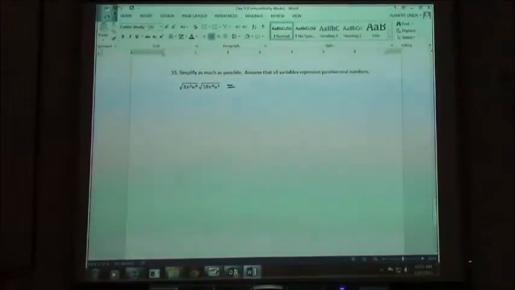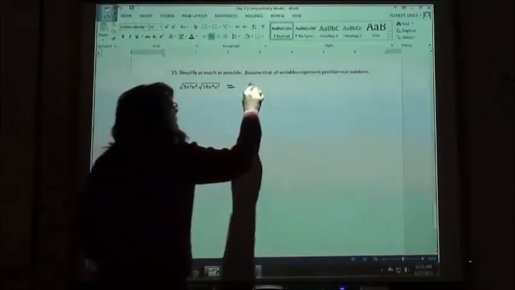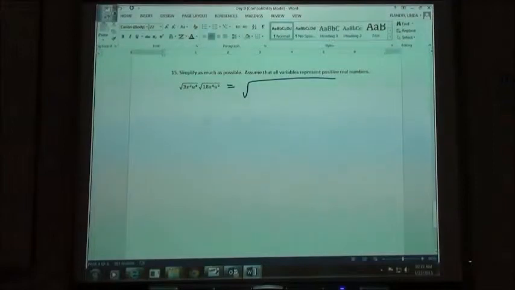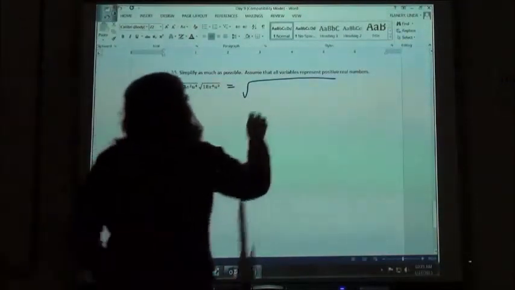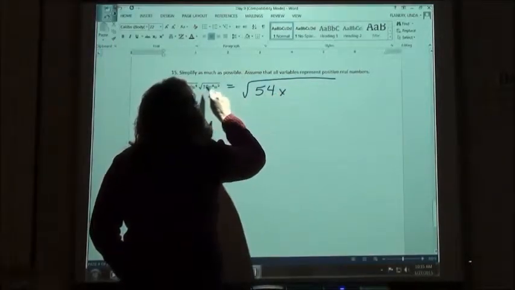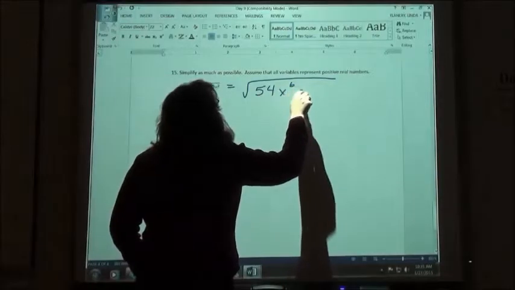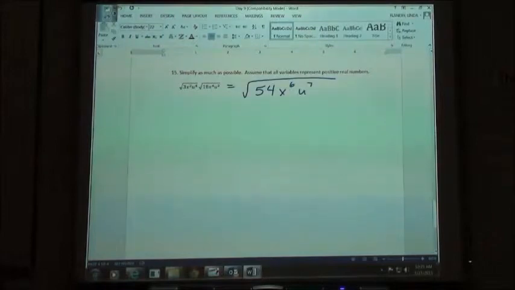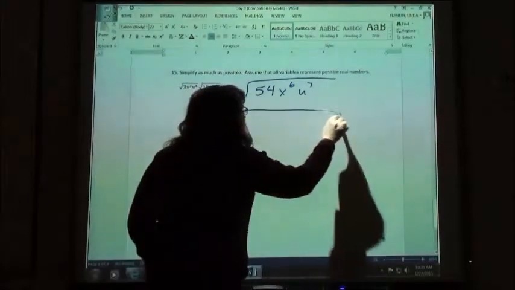So number 15 there, if I multiply 3 times 18. What did you say? 54. 54, okay. 54, x to the 6th, and u to the 7th, right? That's the u's. On my x's I got 2 plus 4, and on my u's I have 4 plus 3. This one's not a perfect square, right? 54 is not a perfect square. I got to work with this one.